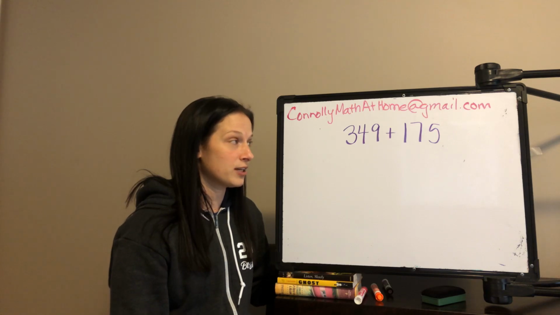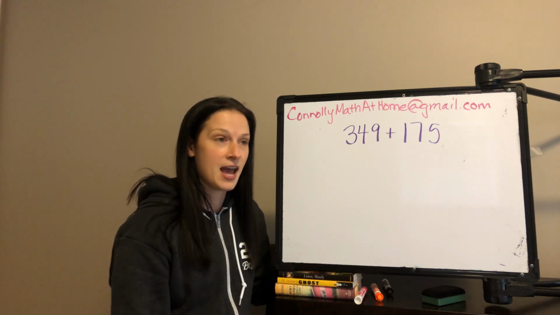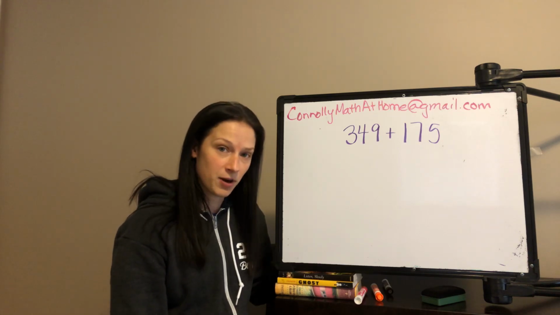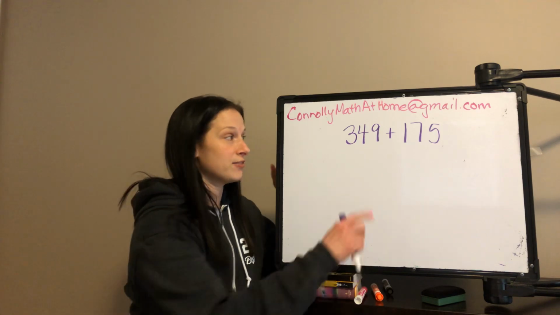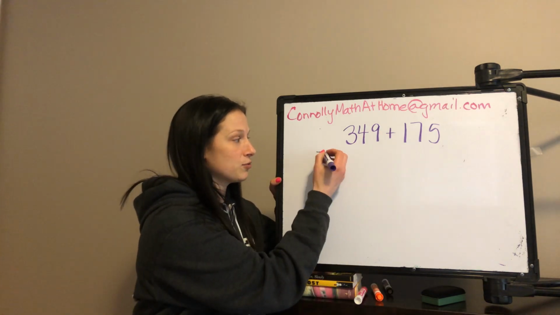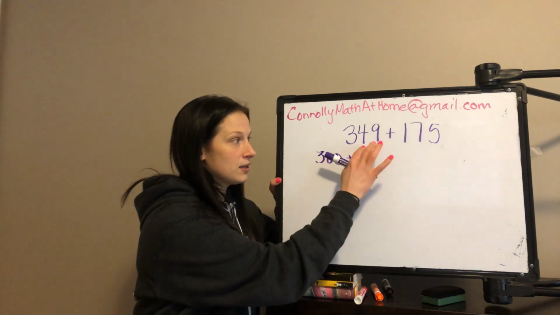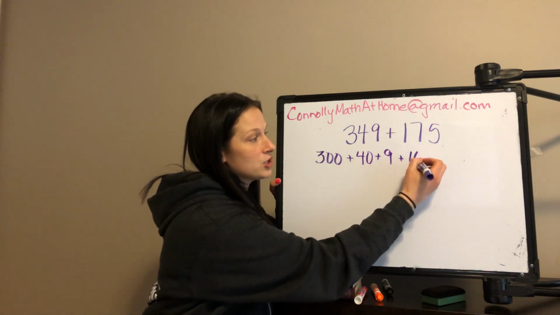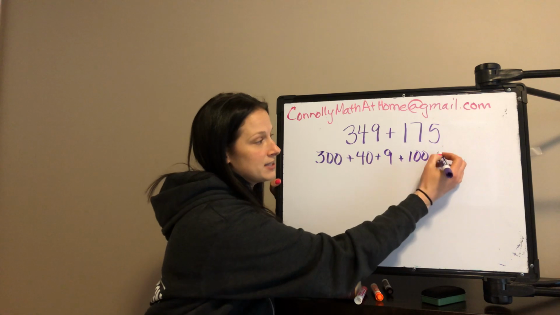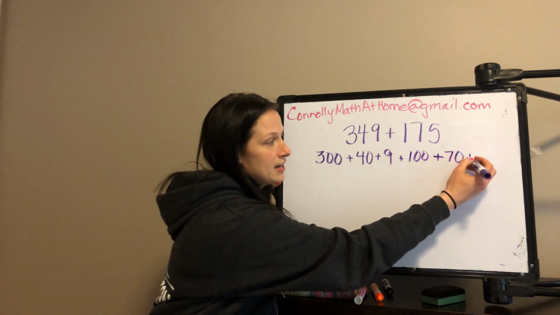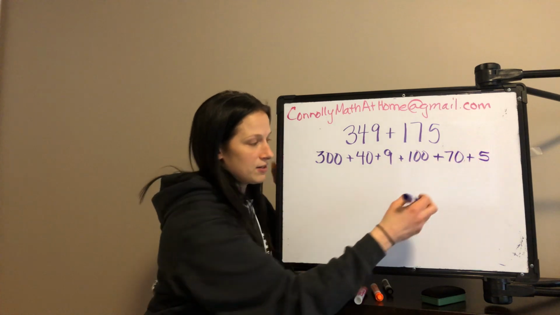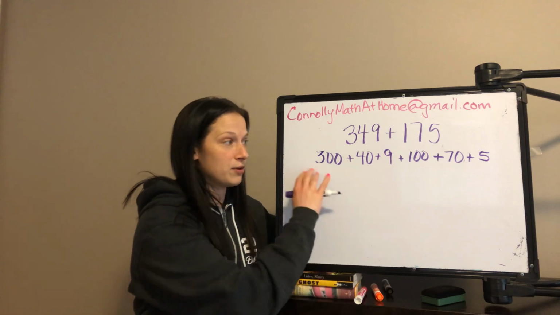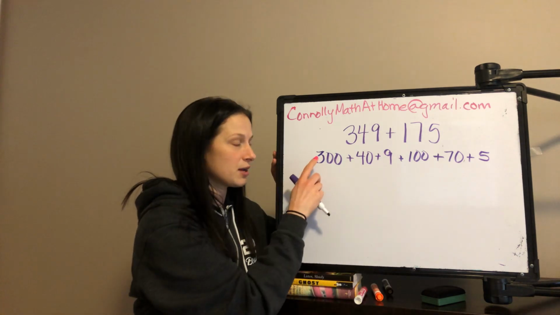So we have 349 plus 175, and one strategy that students will use is breaking both numbers apart by place value. So let's look at what we have here. We have 349, so we have 3 groups of 100, 4 groups of 10, and 9 ones. And we have 175, 1 group of 100. We have 7 in the tens place, which means 7 groups of 10. And we have a 5 in the ones place, which means 5 groups of 1. So what students will start to do, they don't have to write all of this out, but I wanted to make sure parents knew where it's coming from.